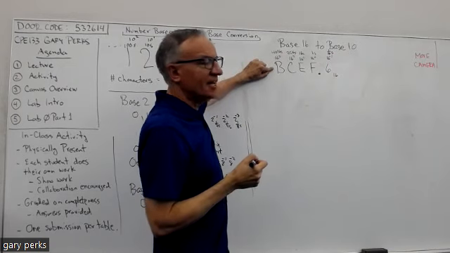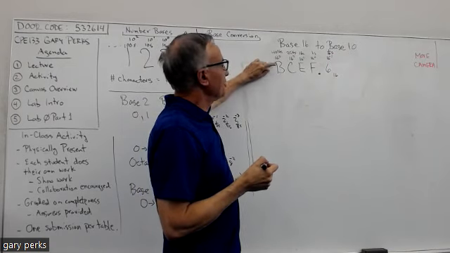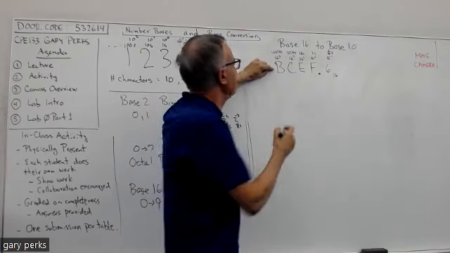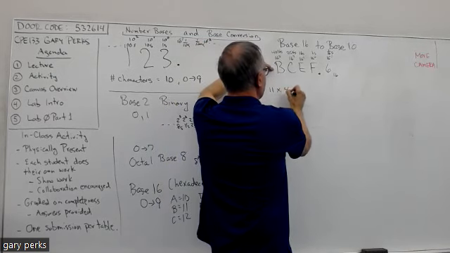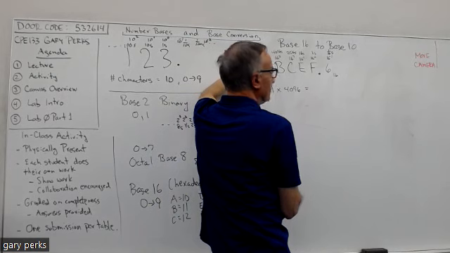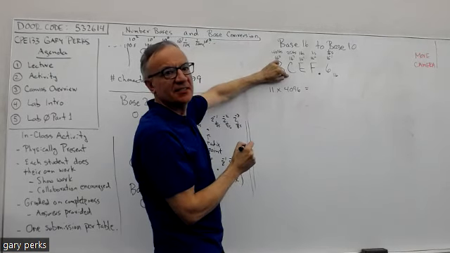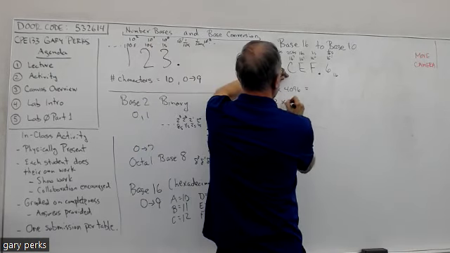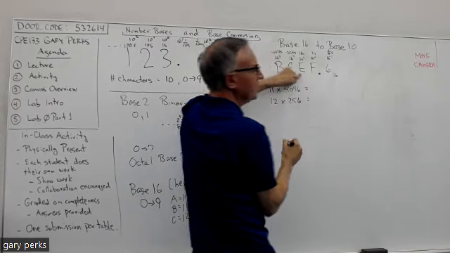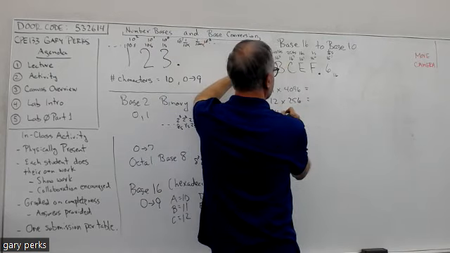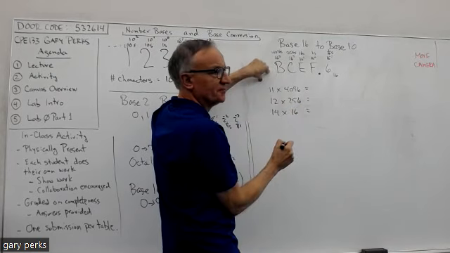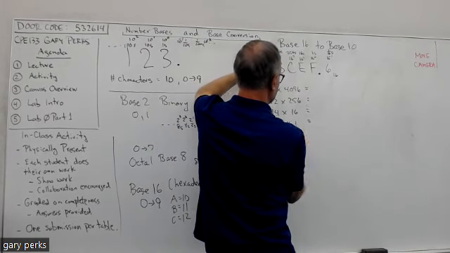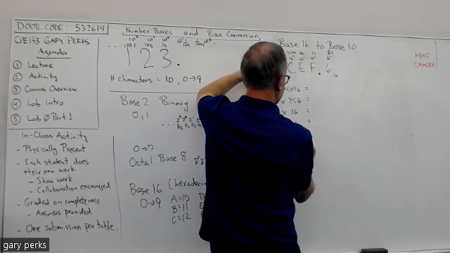Okay, so now we just take what the character is worth, and what is B in hexadecimal? 11. So you see, we go 11 times 4,096, right? Have to calculate that. Okay, what is C? What number in hex? 12. So then 12 times 256. Okay, what's E? 14. So 14 times 16. And then what's F? 15. 15 times 1. And then we would just take 6 times a sixteenth.